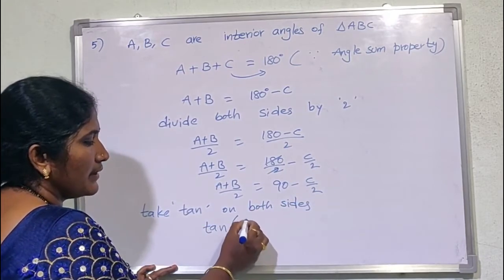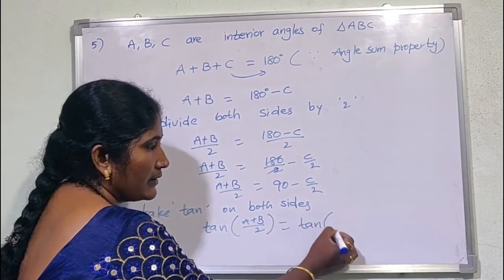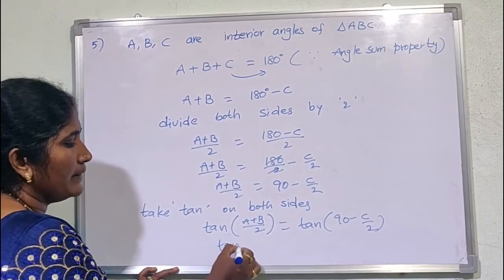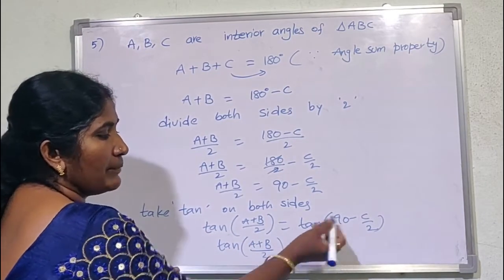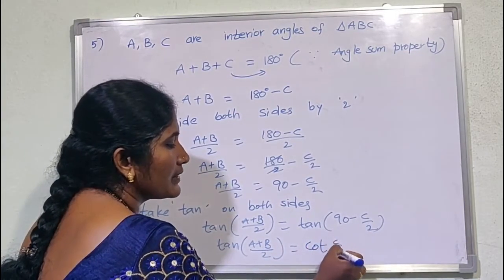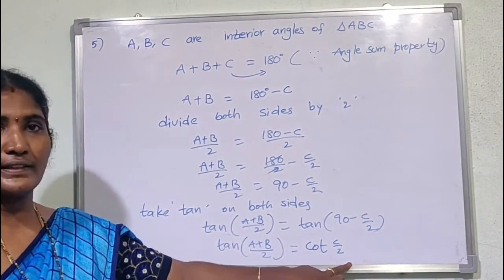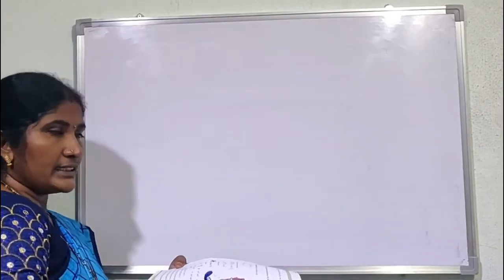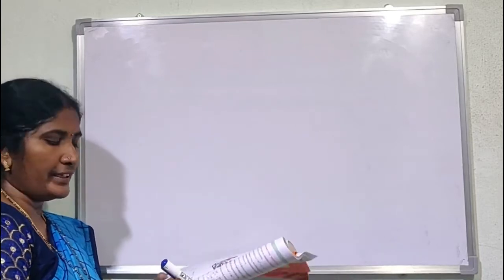Then tan (A plus B) by 2 is equal to tan (90 minus C by 2). Tan (90 minus theta) is cot theta. What is the theta value here? C by 2. Okay, tan (A plus B) by 2 is equal to cot C by 2. This only we want to prove. Hence proved. Here the third, fourth, fifth sums are very important. Those models are very important.